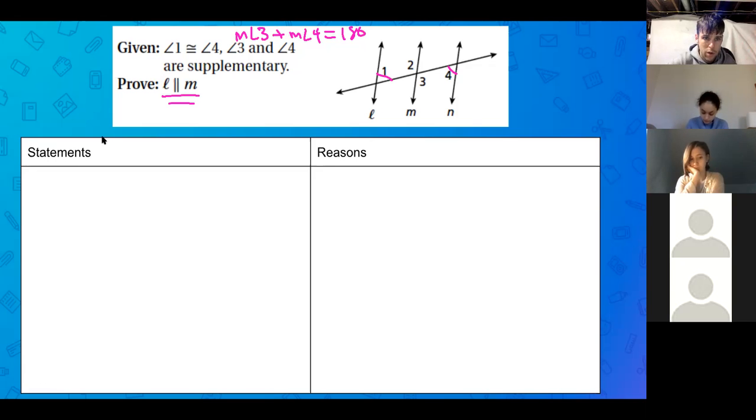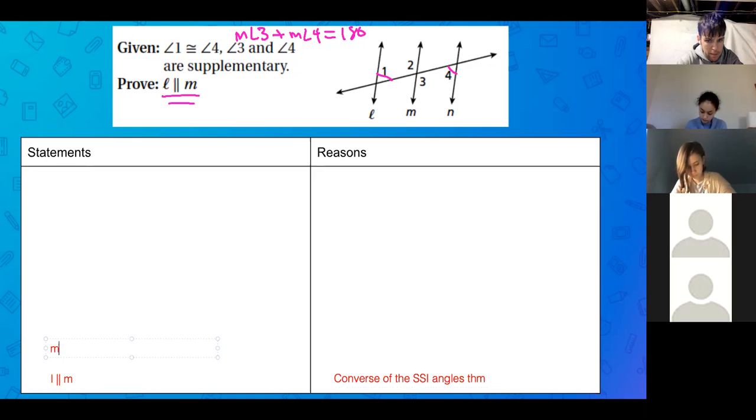If you are more comfortable doing it another way, that's fine. So we are trying to show that L is parallel to M. And we suspect that we're going to be using the converse of the same side interior angles theorem. I'm abbreviating a little bit here. To do that, we're going to need to show that 1 and 2 are supplementary.